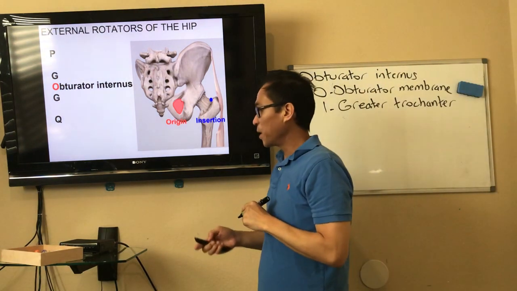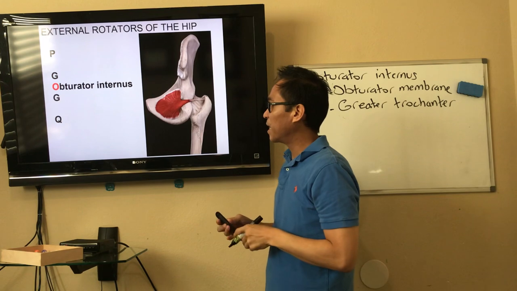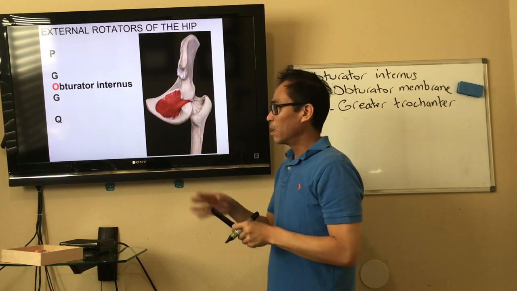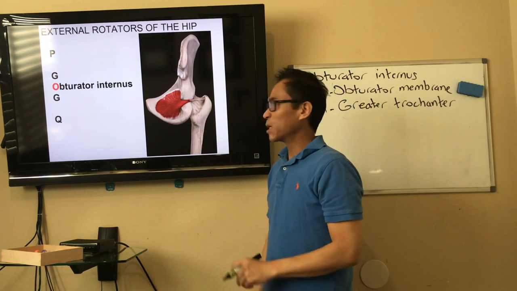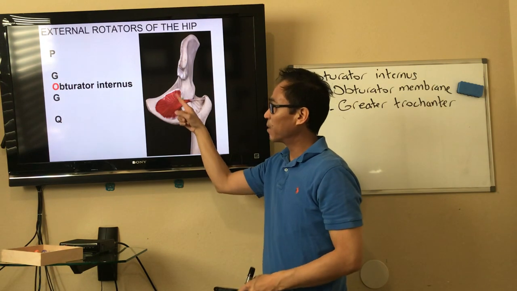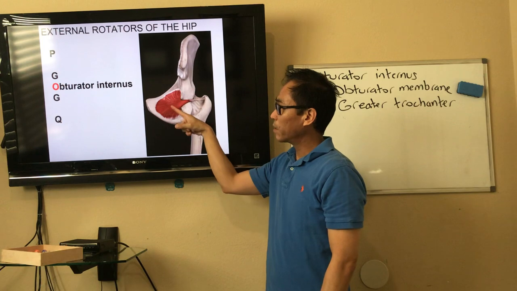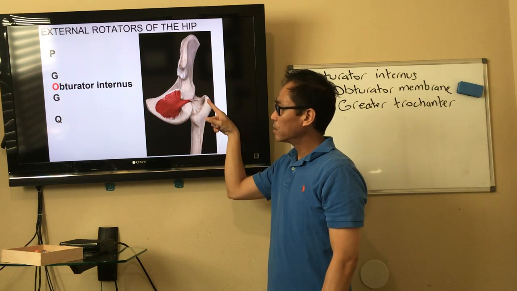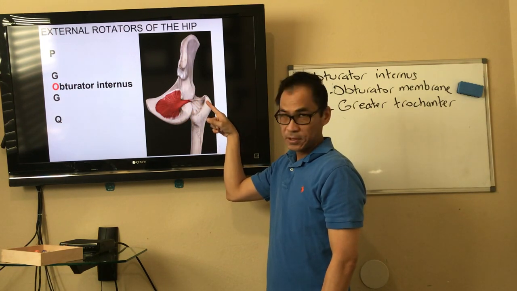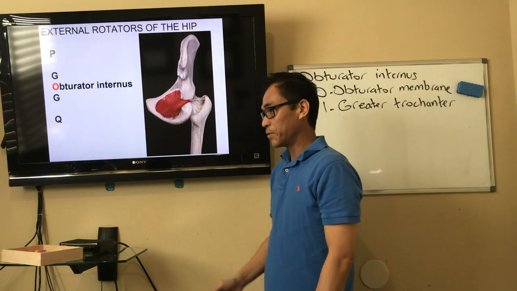I want to give you one more picture of the obturator internus because a tendon was in the way. The sacrotuberous ligament was in the way. Here it is isolated, this big, broad attachment on the obturator membrane, and the tendon reaches across, exits, and inserts on the greater trochanter there.